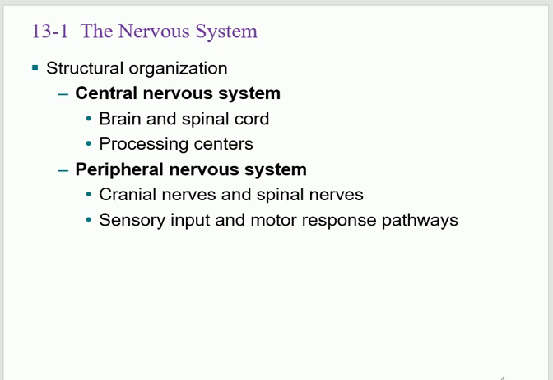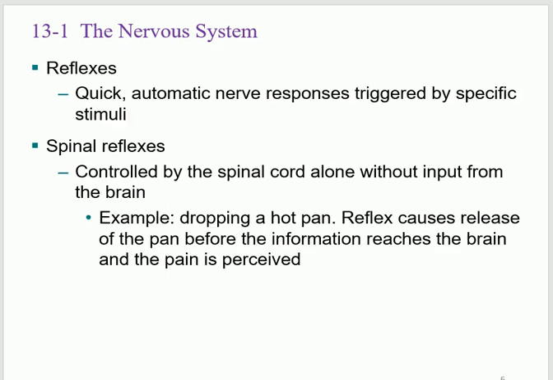We said there is central nervous system and peripheral nervous system, and it's all about location. Central in the center: brain, spinal cord. Peripheral is outside. And reflexes.